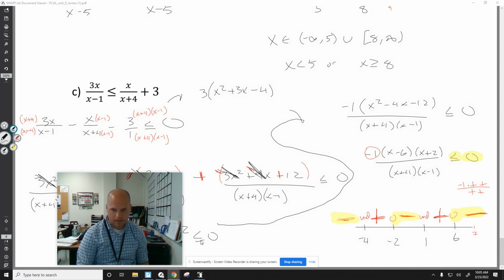So if you want to write that out, x belongs to negative infinity to negative 4, or negative 2 to 1, don't include 1, include negative 2, or 6 to infinity, include 6, don't include infinity. Inequality notation: x is less than negative 4, or x is bigger than or equal to negative 2 but less than 1, or x is bigger than or equal to 6. Ooh.